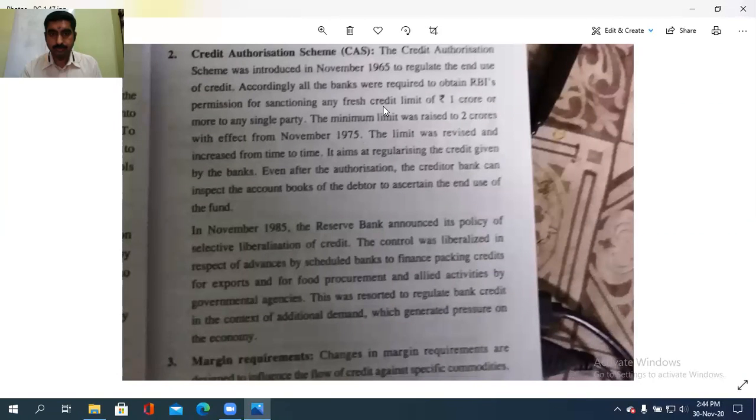The minimum limit was raised to 2 crores with effect from November 1975. The limit was revised and increased from time to time. What is the aim of this credit authorization scheme? It aims at regularizing the credit given by the banks.